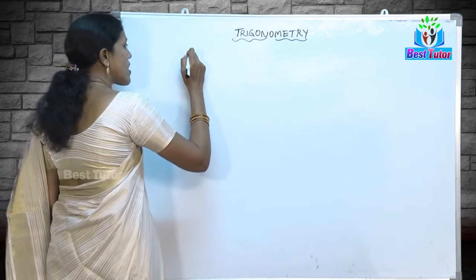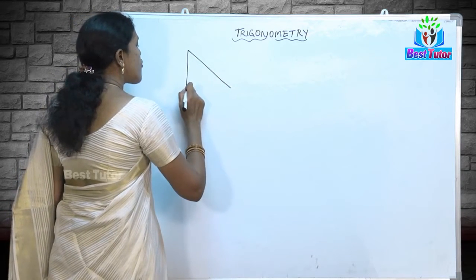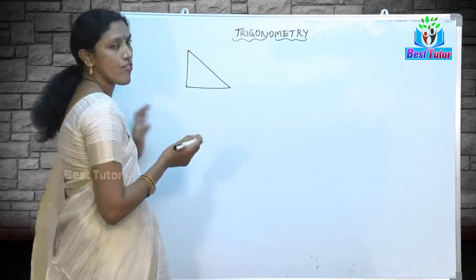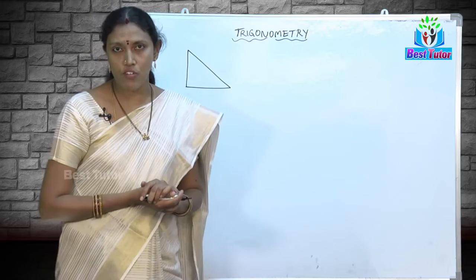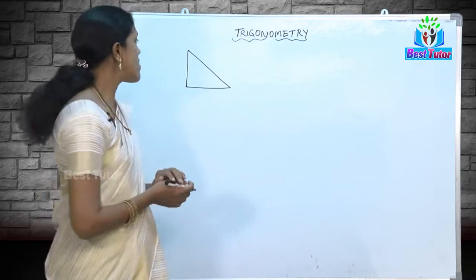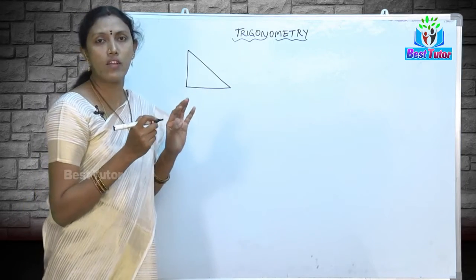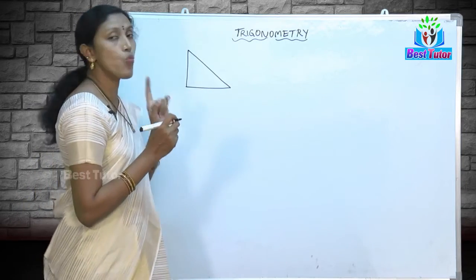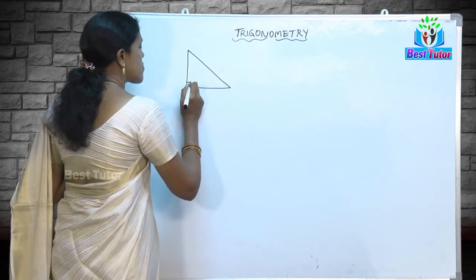First of all, we are going to consider basically a right angled triangle. Before we move on to the basics of trigonometry, I would like to quickly recap what is a right angled triangle, what are the properties of a right angled triangle. Let us consider a right angled triangle. A triangle is said to be a right angled triangle if it has at least one angle equal to 90 degrees.